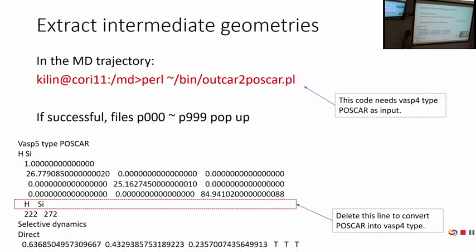We may want to extract intermediates from a molecular dynamics trajectory, and we can use this kind of code. There is one point we should pay attention to, because this code is based on VASP4. If you are using VASP5, then you need to modify the POSCAR. This is the POSCAR file from VASP5. We need to delete this additional line. After we do that, we can successfully run this code. If successful, then some files like P000, P990 pop up. These files correspond to the geometry of intermediates.